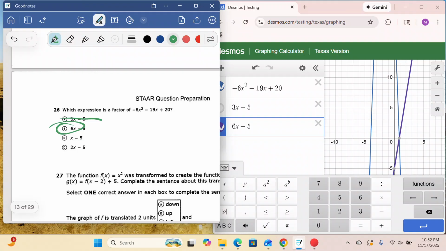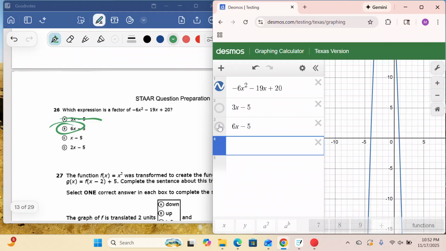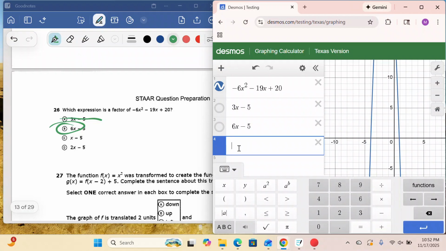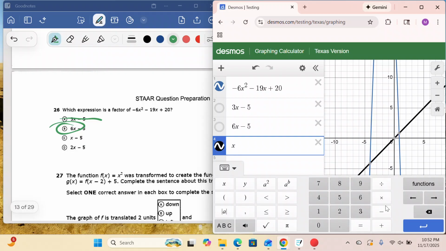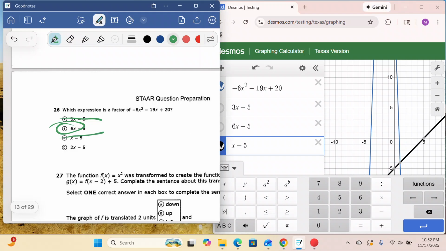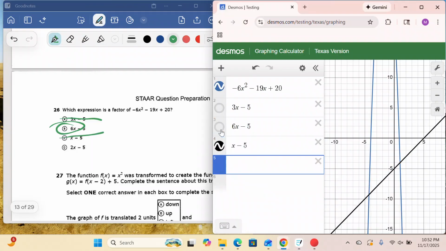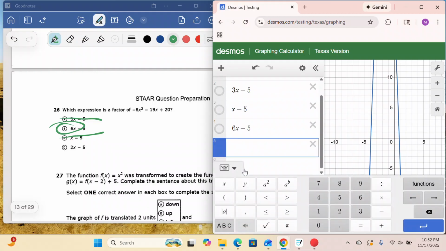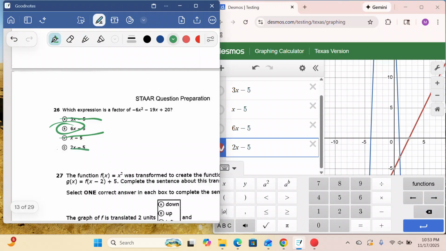But again, I want to make sure that this is a correct answer because sometimes they do look closer than they look, but they are not the right answer. So I want to test out and prove that that is my correct answer. I'm going to input the third one, x minus 5. Nope, not even close. This one is also a wrong answer. And I'm going to input my last one. I'm going to get rid of this, and I can move this around if I want to. Then I'm going to input 2x minus 5. And there it is. It doesn't pass through my x-intercept, so the correct answer is B.